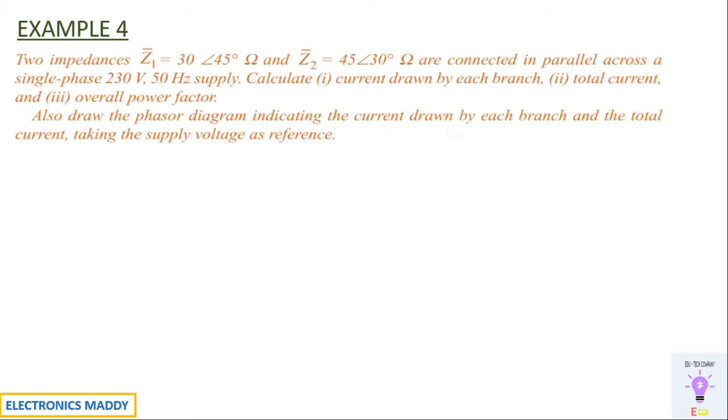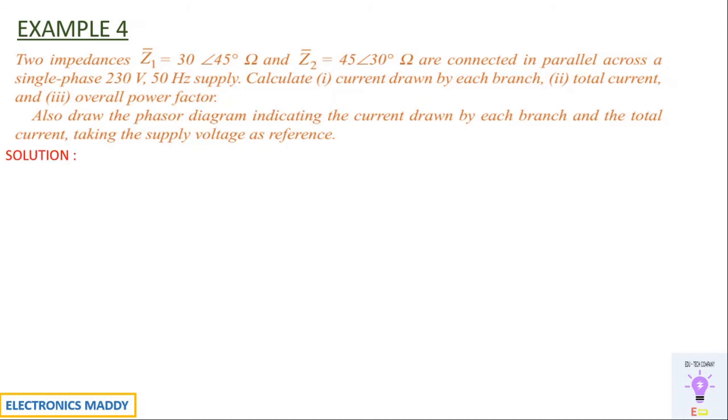So example 4: two impedances Z1 and Z2 are connected in parallel across a single phase AC supply. That means they're clearly saying they're connected in parallel. That is a parallel AC circuit. Calculate current drawn by each branch, total current, overall power factor. Also draw the phasor diagram indicating the current drawn by each branch and total current taking the supply voltage as reference. So they've given us an additional concept of drawing the phasor diagram, and they've also told us to take supply voltage as reference. So very, very important points to be noted.